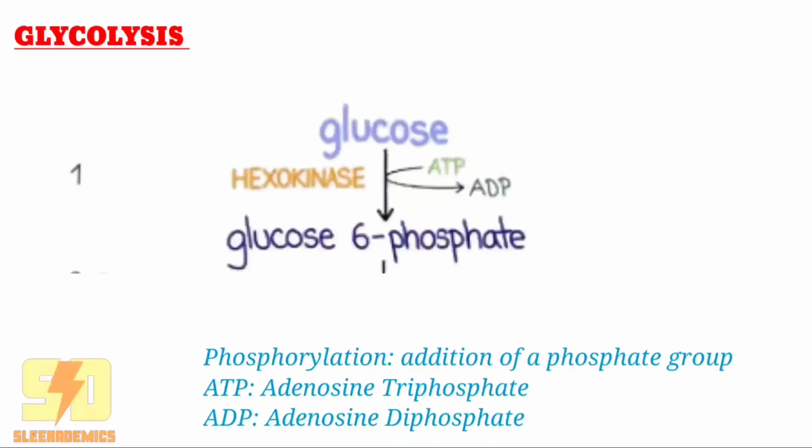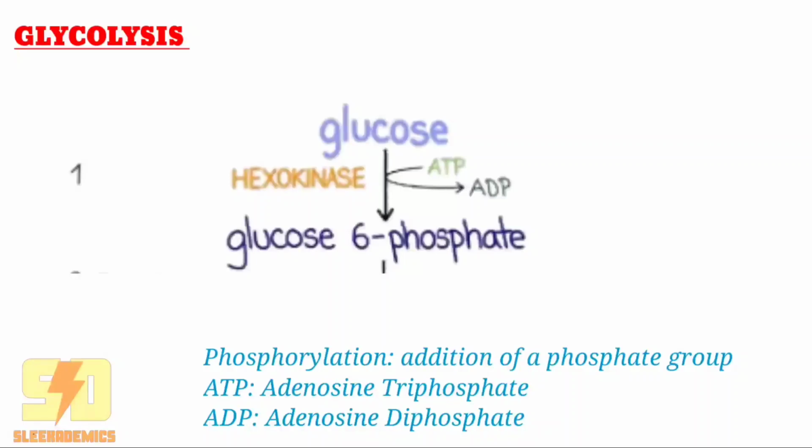And this process is overseen by an enzyme known as hexokinase. Hexo simply means 6 carbon, which is what the glucose is made of, and kinase is a group of enzymes that oversees the loss or gain of phosphorus.